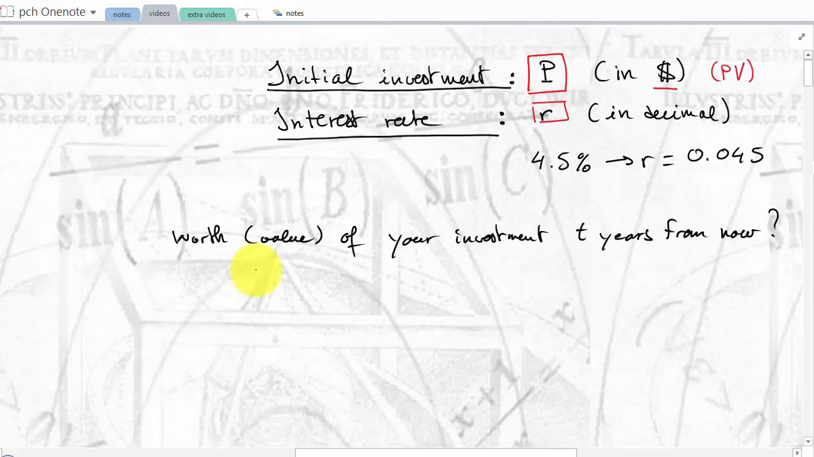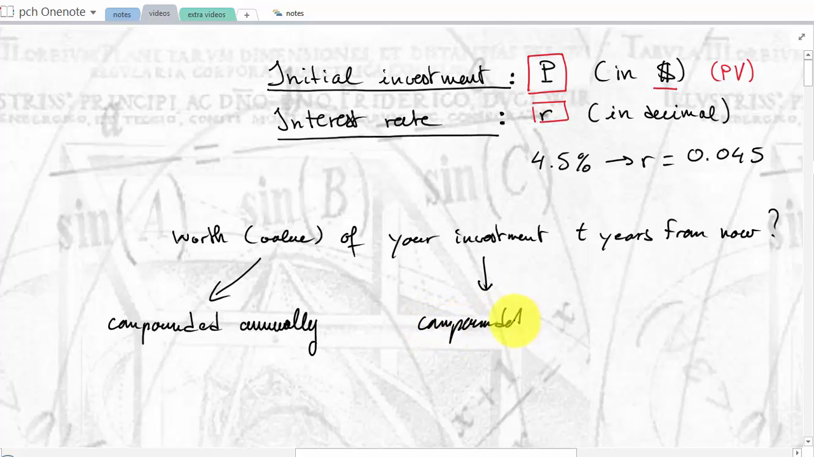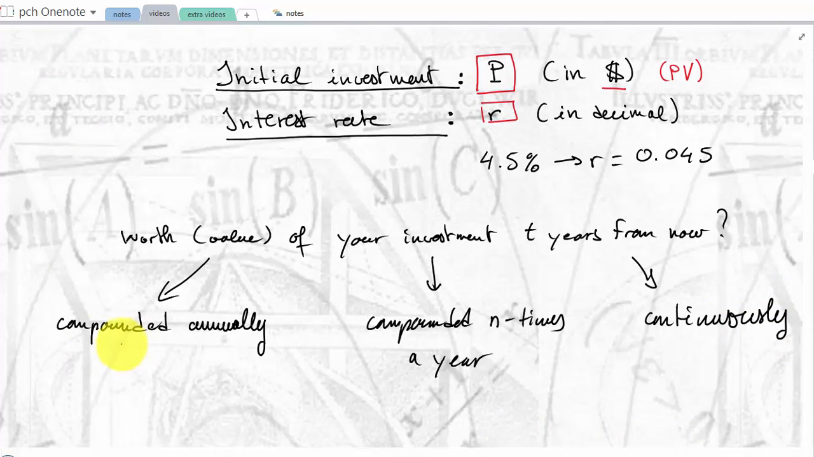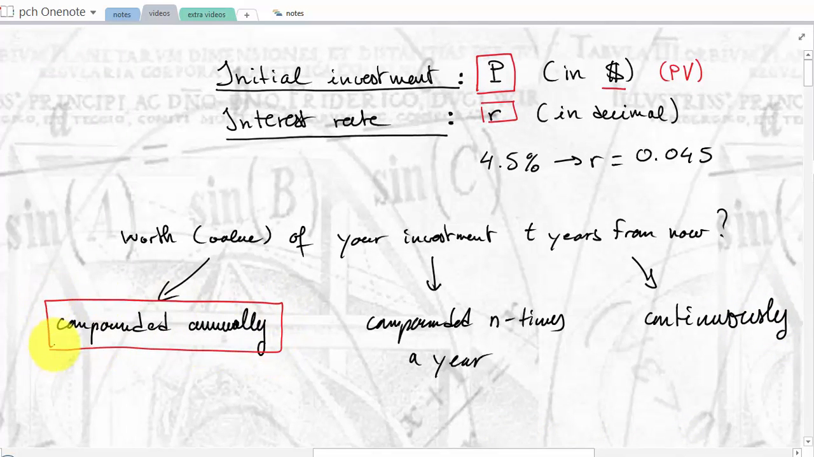You have three different models here. You have the first model where your investment is compounded on a yearly basis, compounded annually, once a year. You can compound your investment several times a year, so let's say N times a year. Or you can compound your investment continuously compounded. So we will see what those different models mean. Let's start right now with compounded annually. Let's see what model describes this annual compounding.